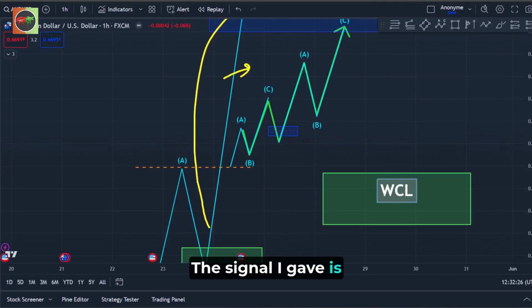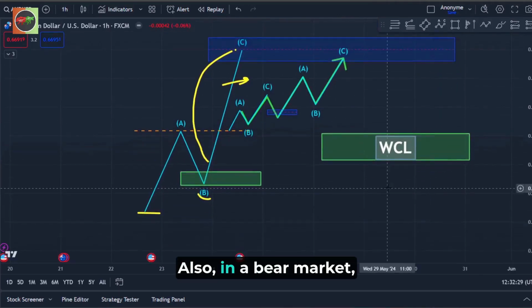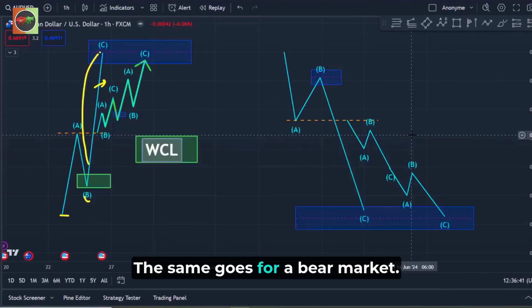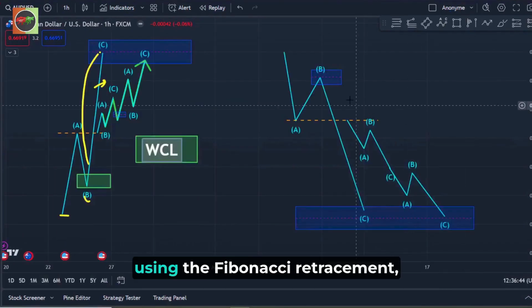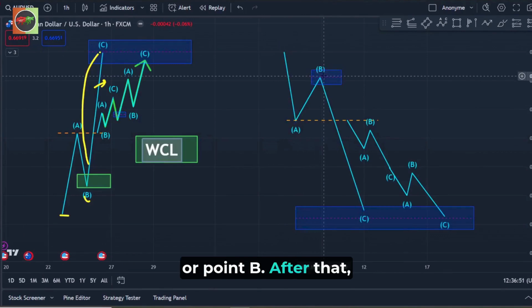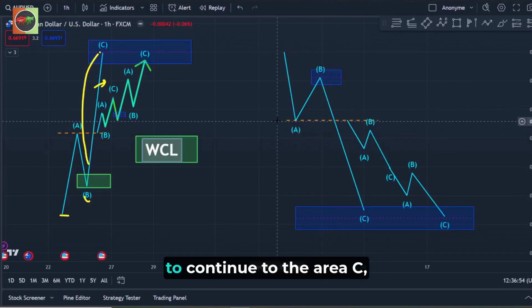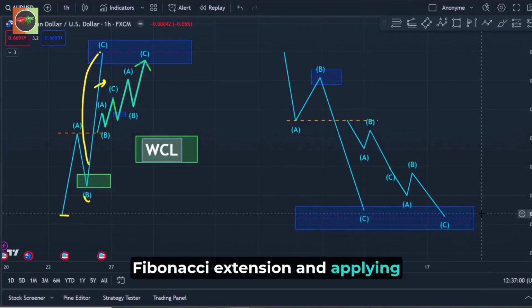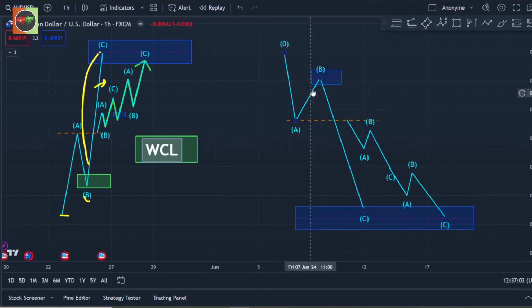The signal I gave is for a bull market. Also, in a bear market, it's the same thing. Here, the WCL zone, I just drew it to show you that there's a difference between it and the BC zones. The same goes for a bear market. As we said, using the Fibonacci retracement, we identify the correction of point B. After that, the market breaks the peak A to continue to the area C, which we determined using the Fibonacci extension and applying it to these 3 points.